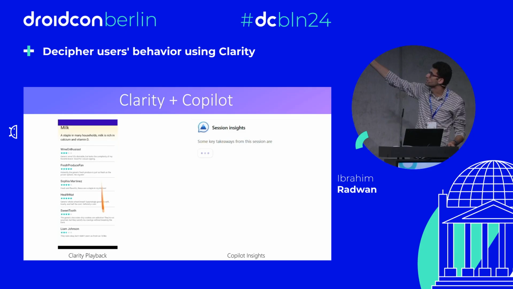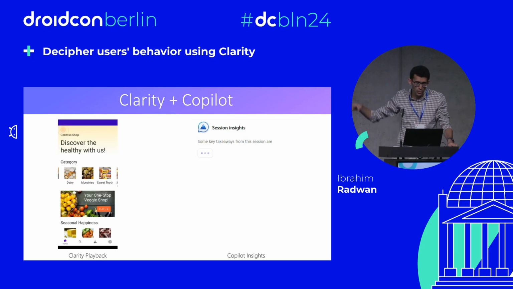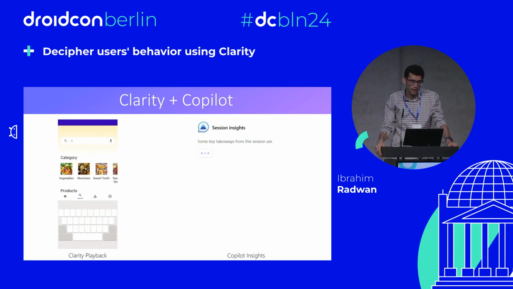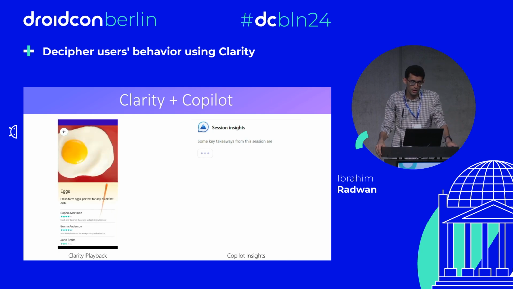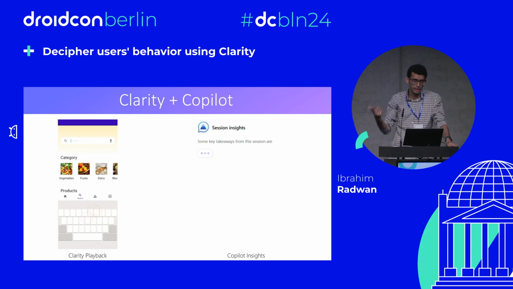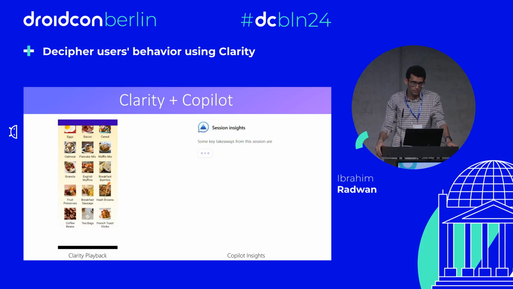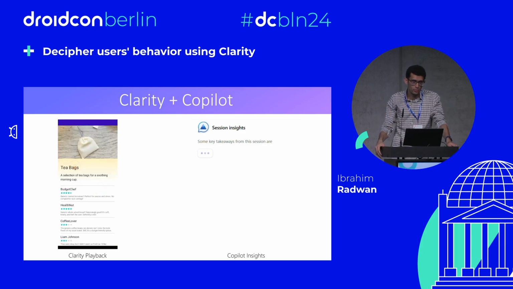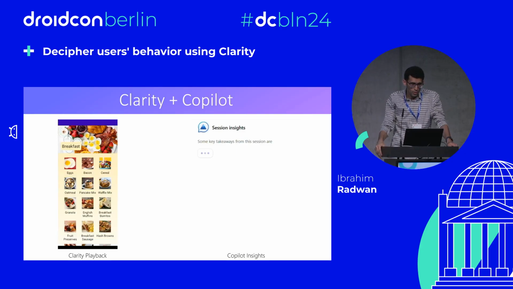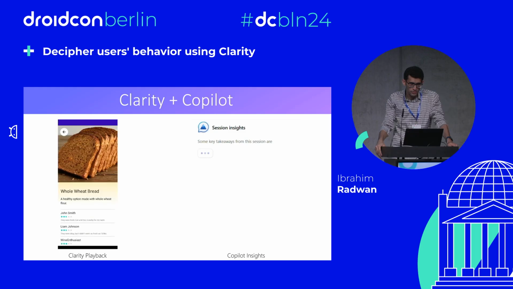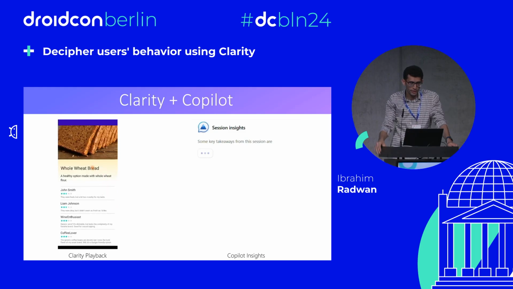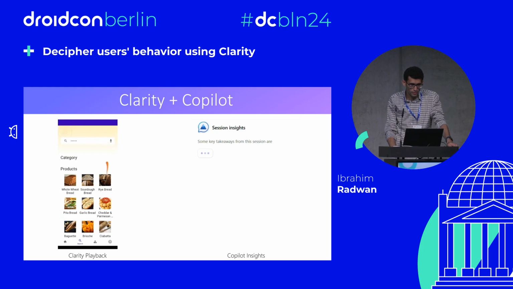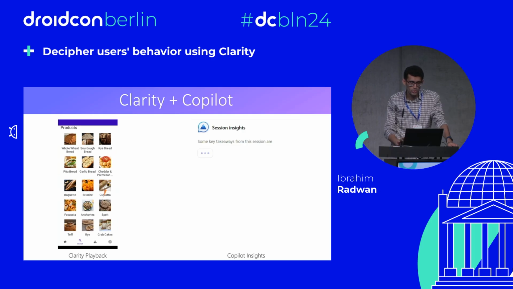As you can see, the user went to the dairy category, clicked on the milk product, went back and then searched for an item, clicked on the eggs product, went back. So now the user visited milk and eggs and also went to the breakfast category, clicked on the tea bags product, clicked multiple times on the tea bags title, went back, searched for a different product, clicked on bread. Okay, so the session has ended here. Now let's see what Copilot has to say about this session.